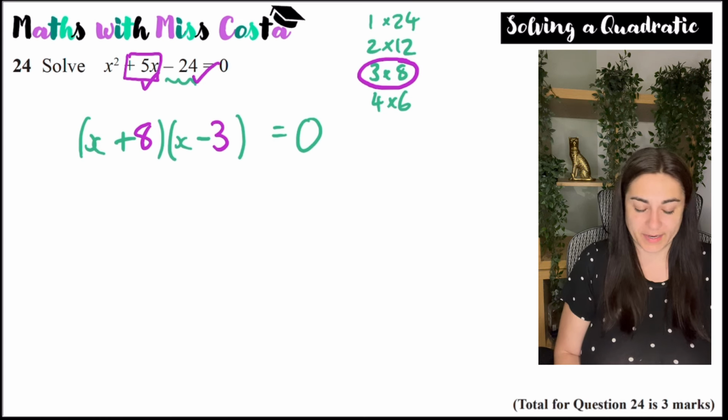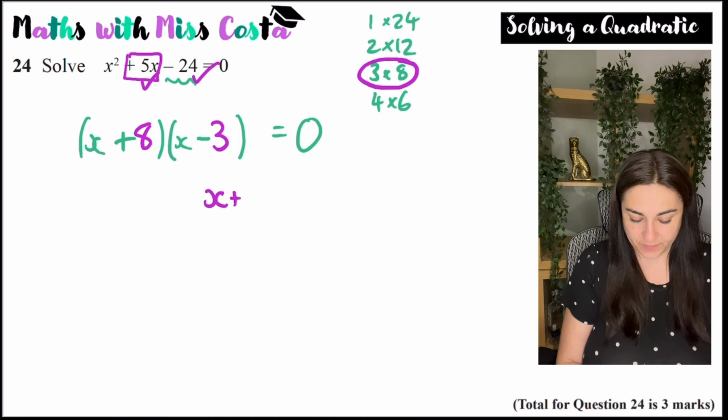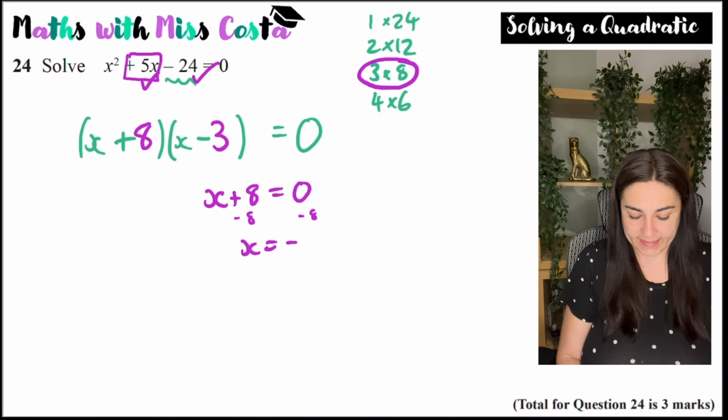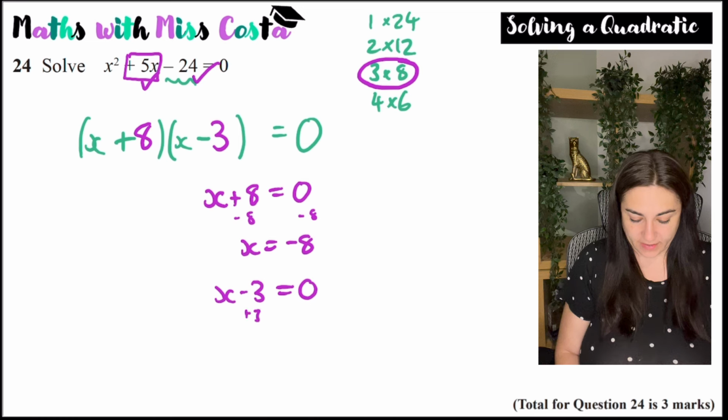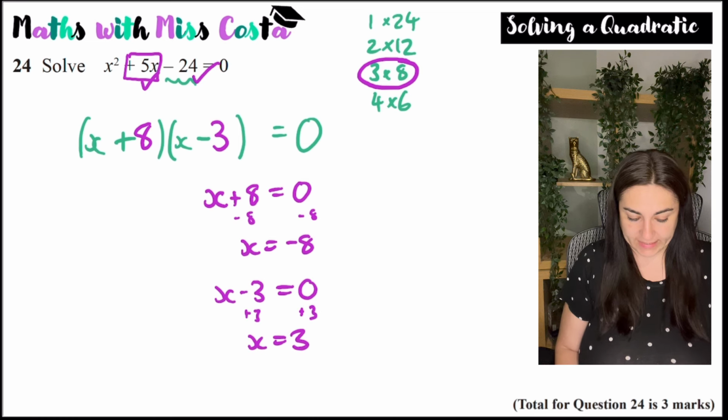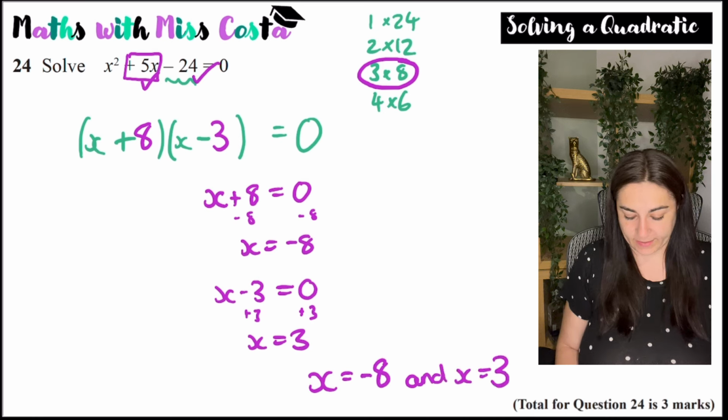And then to solve it, what I do is I make each bracket equal to 0 one at a time. So x plus 8 equals 0. Therefore, if I subtract 8 from both sides, x equals -8. And if I made x minus 3 equals 0, and I added 3 to both sides, x would be 3. So my solutions would be x equals -8 and x equals 3.